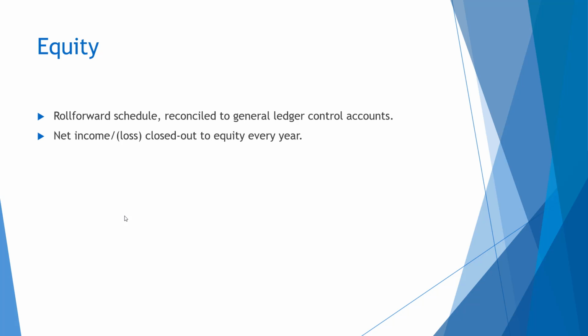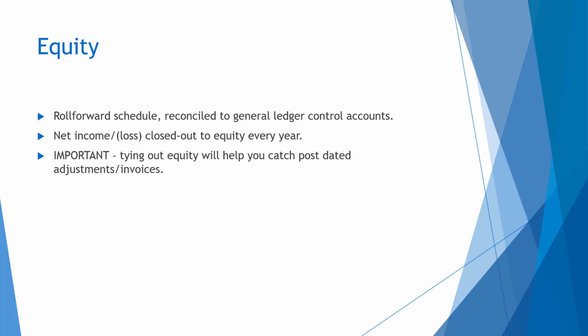Remember when I said that sometimes people like to say they close their books every month, but they don't really close their books. A true closeout is you take the net income or loss and close it to the equity. Now, it's important when tying out equity will help you catch post-dated adjustments and invoices.